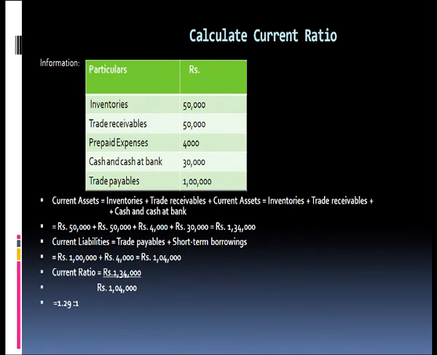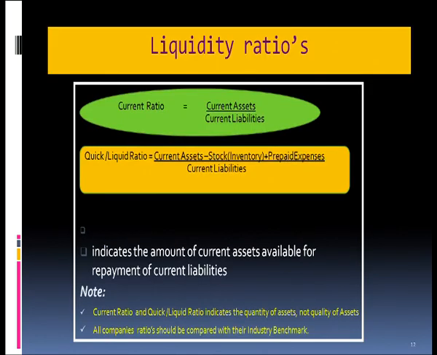We have inventories 50,000, trade receivables 50,000, prepaid expenses 4,000, cash in hand and cash at bank 30,000, and trade payables at 1 lakh. Now, if we look at these, some are current assets. So, we add up inventories, trade receivables, prepaid expenses and cash, which come to 1,34,000, and then we add up the current liabilities given to us in this illustration, which is trade payables plus short term borrowings, which come to rupees 1,04,000.